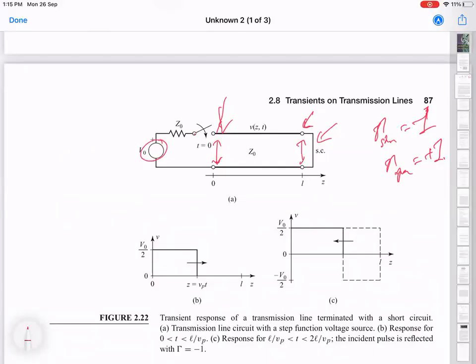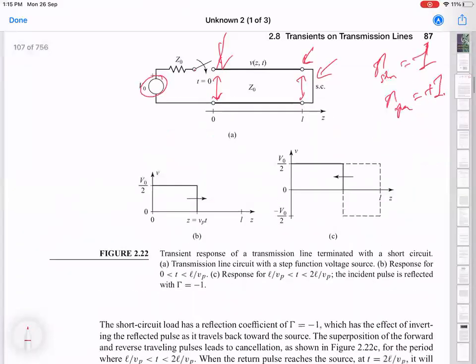So this is a strange situation where you started with a V0 by 2 wave. It had to go all the way to realize that there is a short circuit there, and then come back and cancel that out and give you 0 at this point. So as a function of time, you see things going up to V0 and then coming back to 0.